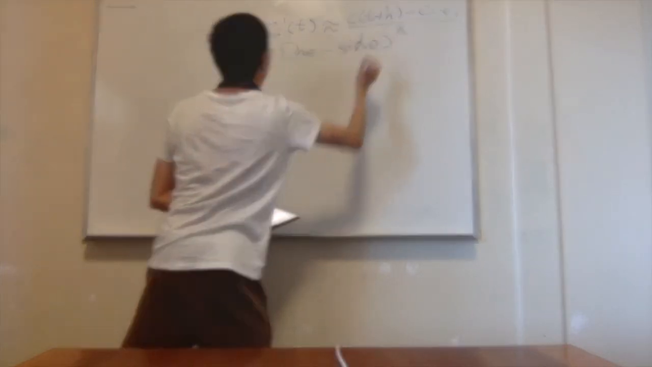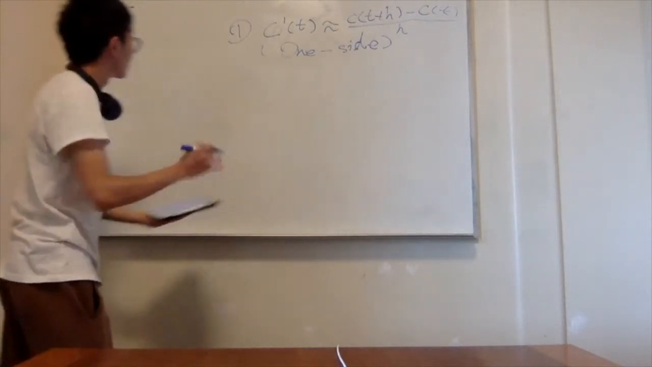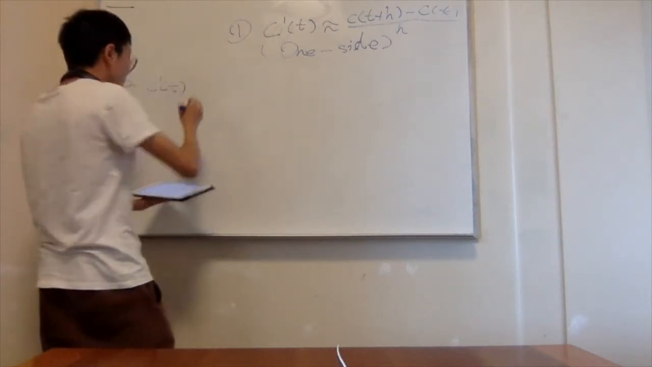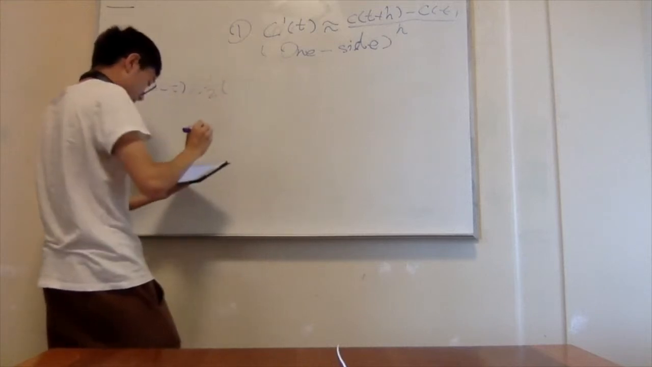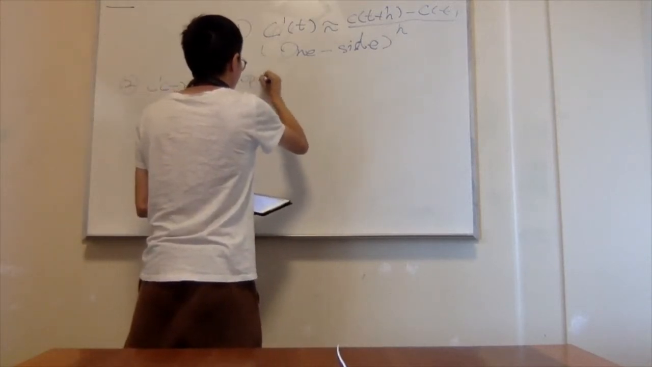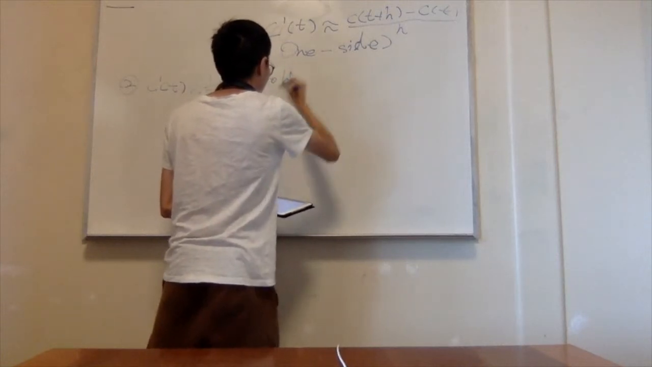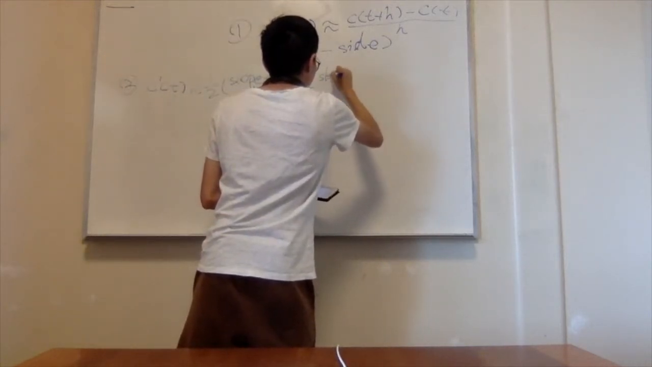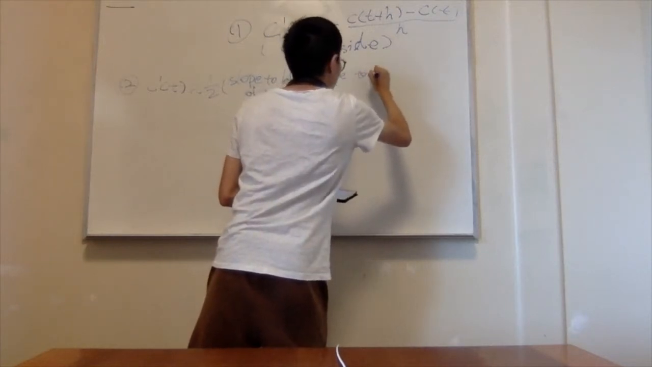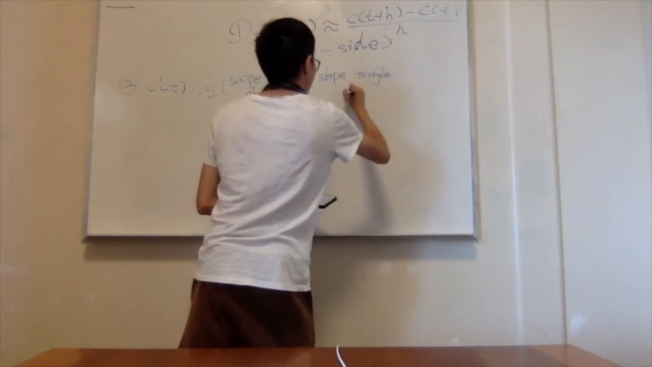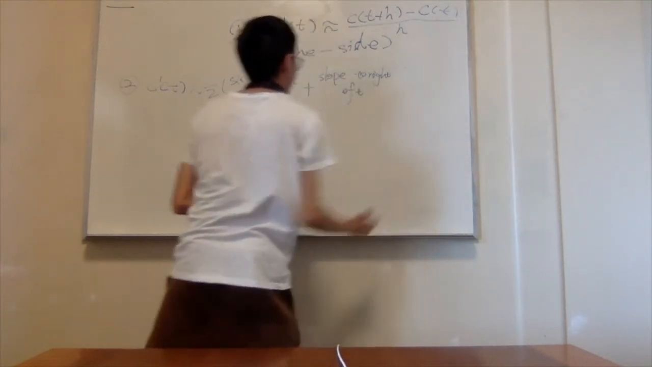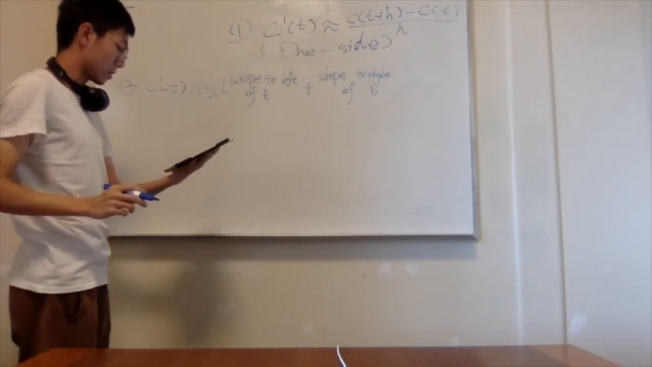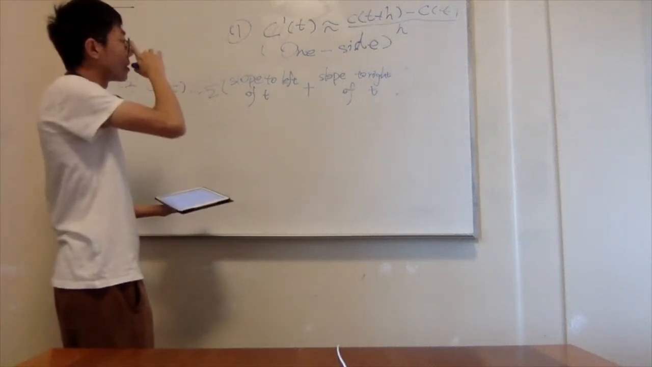Okay, and then this is equation number 2: C prime of T estimate equals 1 over 2 times the slope to the left of T plus the slope to the right of T. Okay, and we use equation number 2 to solve the problem in the middle of the table.